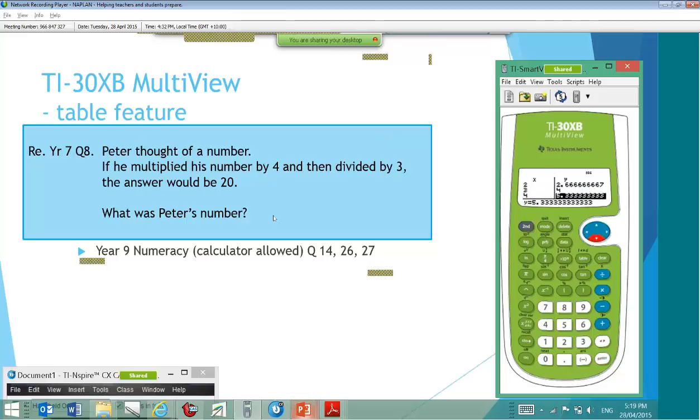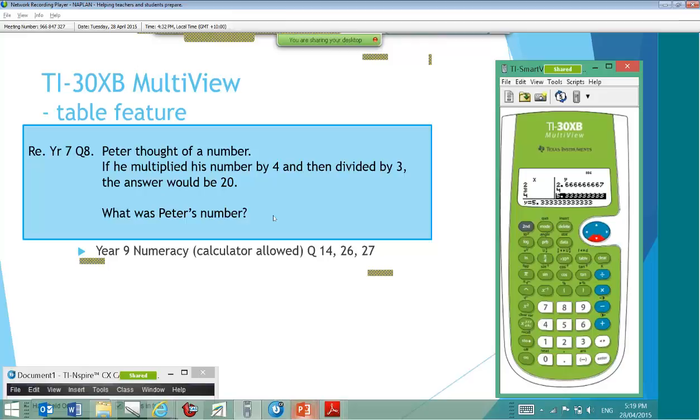Year 9, similar sort of thing, and my students did this today. They went into the table, and if there's already something there, you just press clear, and then you type in your new one, 7 minus 5x, and enter a couple of times.